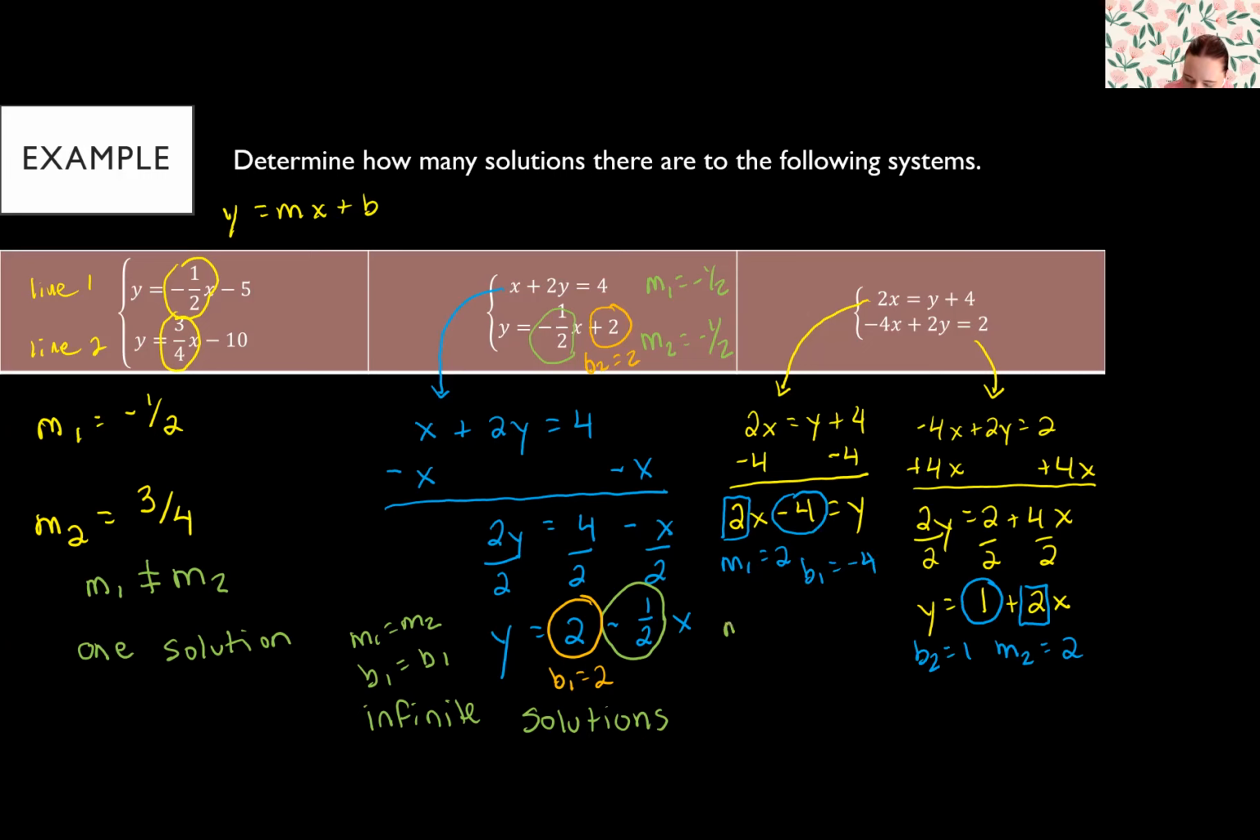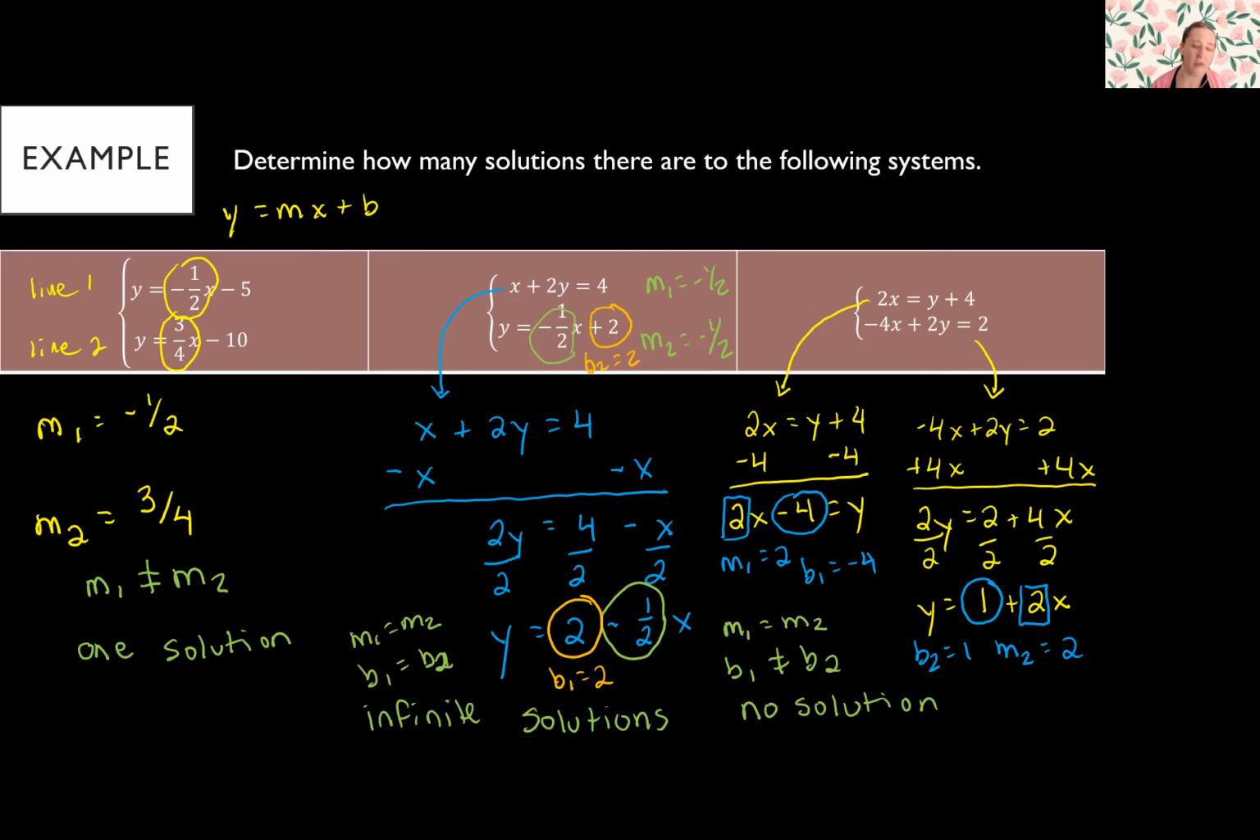So our slopes are the same. m1 is equal to m2. But your y-intercepts, oops, that should have said 2 right there, are not the same. And so that means that there is no solution because they are going to be parallel lines. They're not overlapping. They're going to be the same slant, but they're never going to intersect.